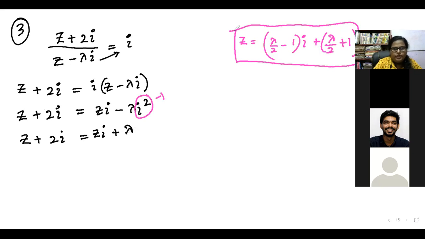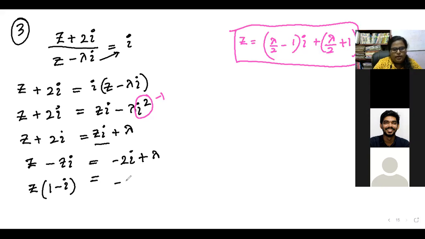So we have to go for the z here. I'm going to take this zi to this side. So z minus zi. I'm taking this 2i to this side, it is minus 2i plus lambda. And we can go for z. It is 1 minus i equals minus 2i plus lambda. So z is minus 2i plus lambda divided by 1 minus i, right? So this is the result for z, but it is not this one.